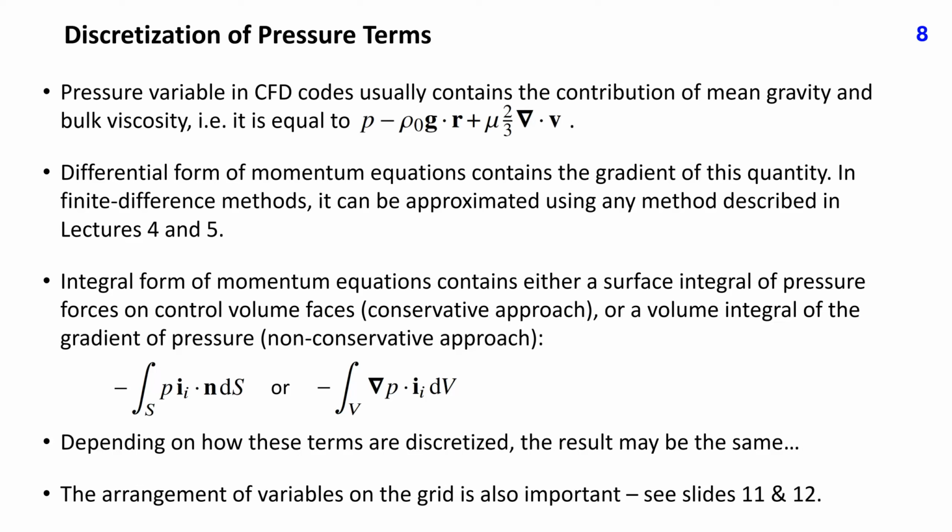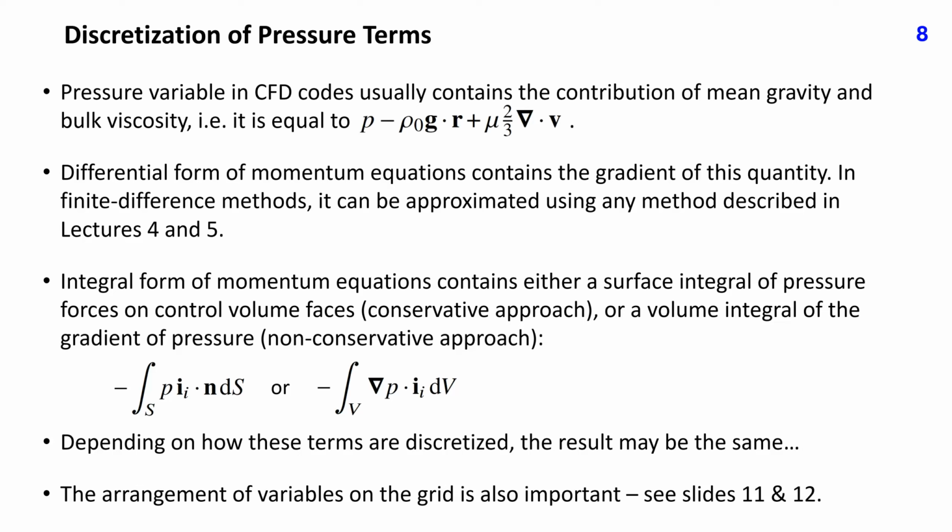In the differential form of momentum equations, the gradient of this quantity appears. See slide 5. If a finite difference method is used to solve the Navier-Stokes equations, this term can be approximated using any of the methods for the approximation of a first derivative described in lectures 4 and 5. Finite volume methods use the integral form of equations as the starting point.